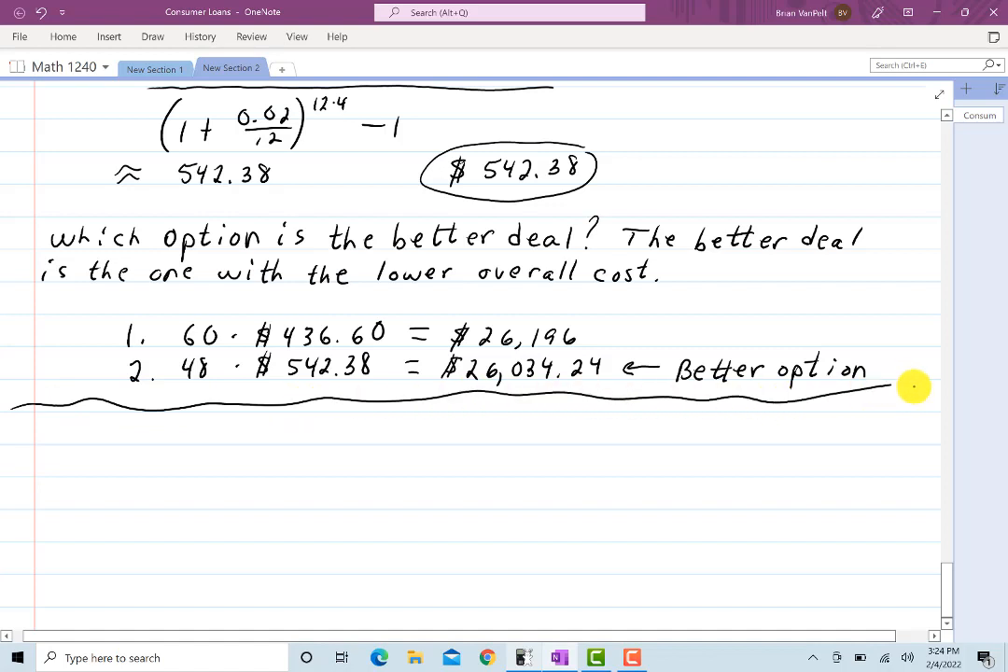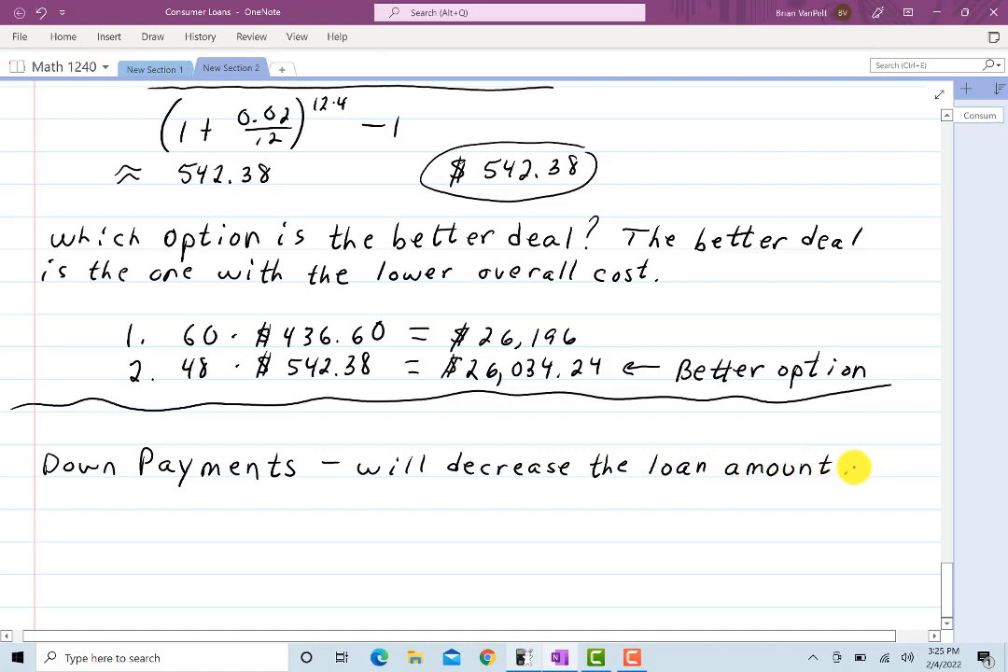One of the things you may be interested in, or one of the ways you can decrease your monthly payments, is to use something called a down payment. A down payment will decrease the loan amount.